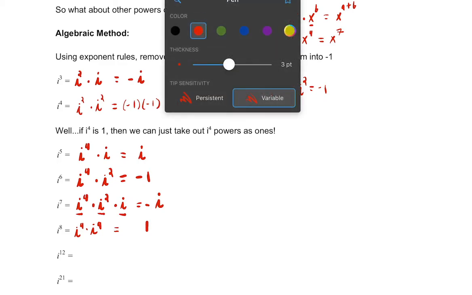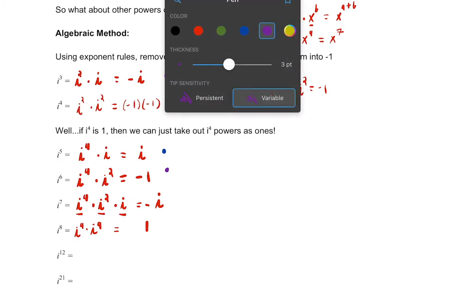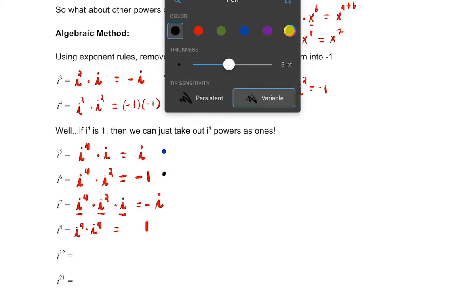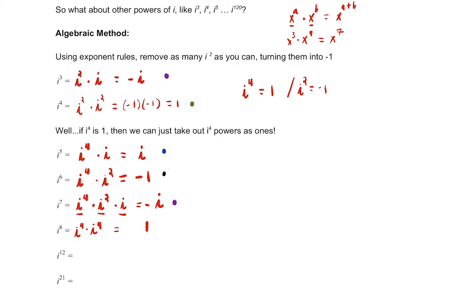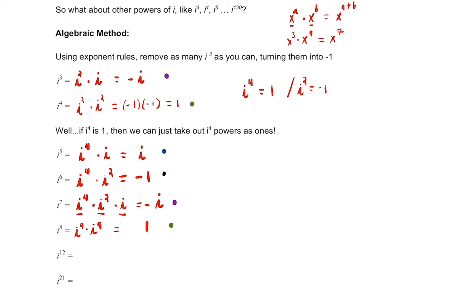Check this out. We have -i. Then we have, and I'll do this in color so you can see the pattern, then we have 1. Then we have i. Then we have -1. Then we're back to -i. Then we're back to 1. And it turns out we end up cycling through this pattern.